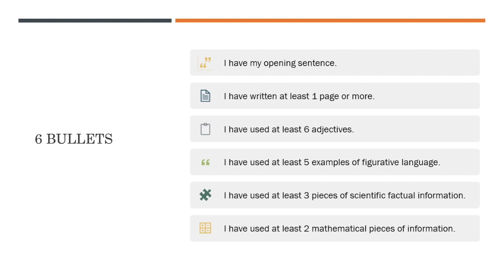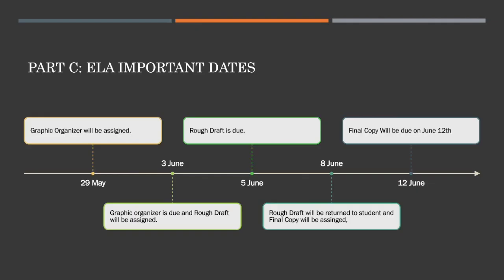Okay. Then, let's talk about important dates. ELA, guys, it's a crunch because we want to make sure you're paced, you're doing great, and you have all the help you need. So here it goes. On May 29th, the graphic organizer will be assigned. June 30th, the graphic organizer is due and the rough draft will be assigned.